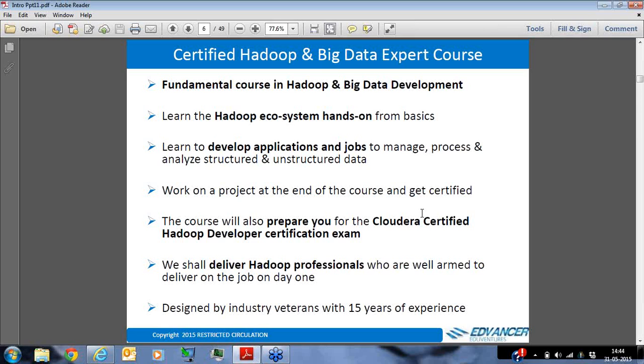We are going to deliver Hadoop professionals who are well armed to deliver on the job on day one. What does this mean? This means that when you join your new employer or your existing employer in a Hadoop and big data kind of role, you will not need to be trained again by them. You are going to be absolutely ready to start delivering on the job on day one itself of joining. The course is that good, the course is that practical and hands-on. The course has been designed by industry veterans who have 15 years of experience. So they know exactly what is required by industry, and that is what they have put into this course.